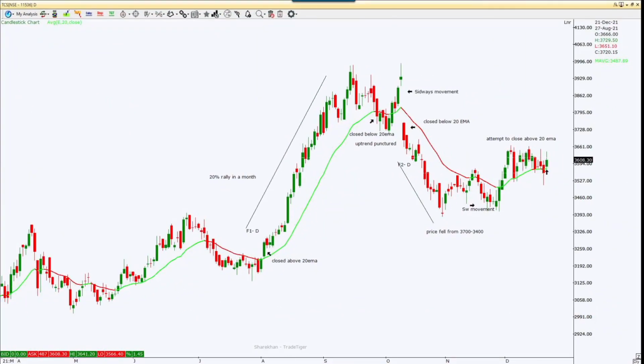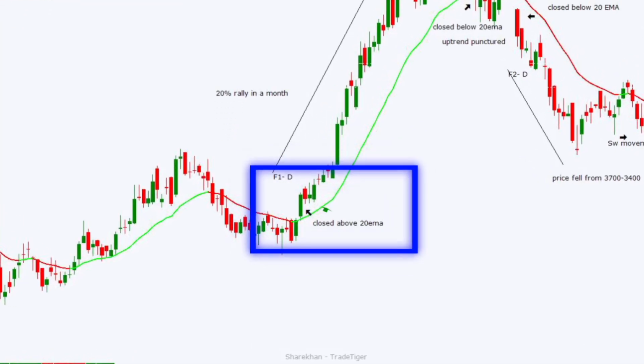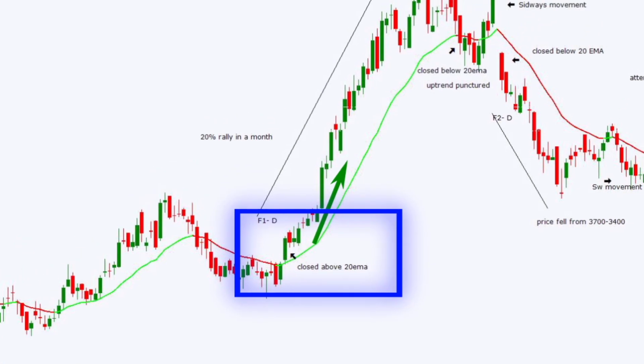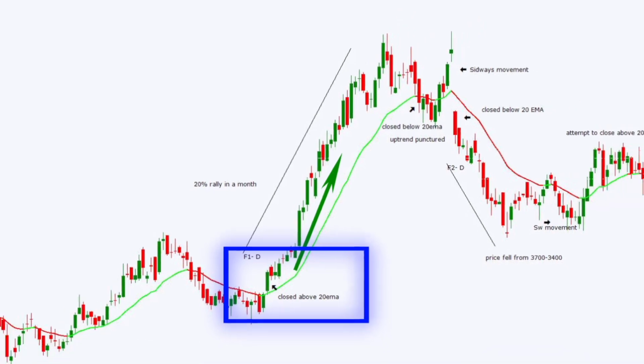Coming back to TCS, you can see that the stock moved above the 20 EMA on 3rd of August 2021 and thereafter continued its rally till 16th September 2021. Now post the stock closed above the 20 exponential average on 3rd August, we saw almost a 20% rally in the matter of a month. In other words, closing above the 20 moving average on 3rd August gave us an indication of an upcoming rally in the stock.